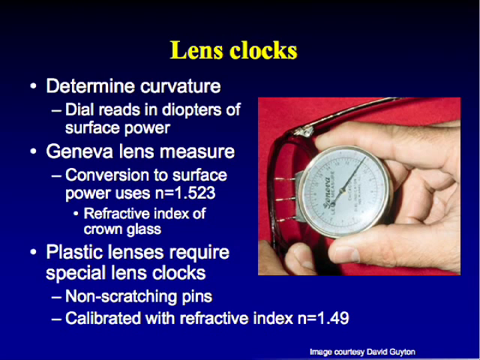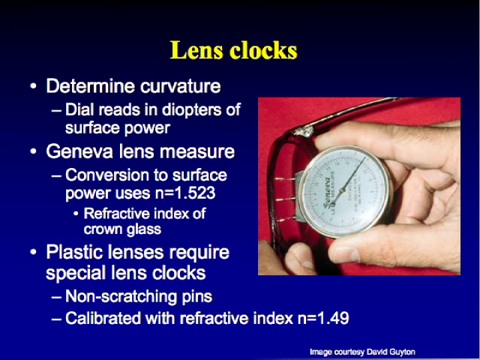A lens clock is something that you use in the office to determine the curvature of a lens. The dial here reads in diopters of surface power, assuming a certain refractive index of the lens behind it. So the conversion to surface power uses that refractive index of crown glass for this style. There's a little pin here that moves back and forth, and depending on the position, the dial moves to a different place, and then you can judge the power of the lens on the back and on the front.